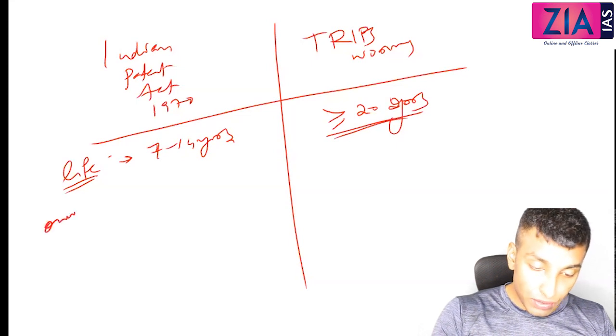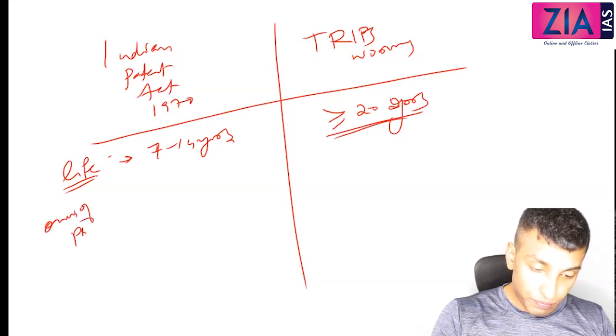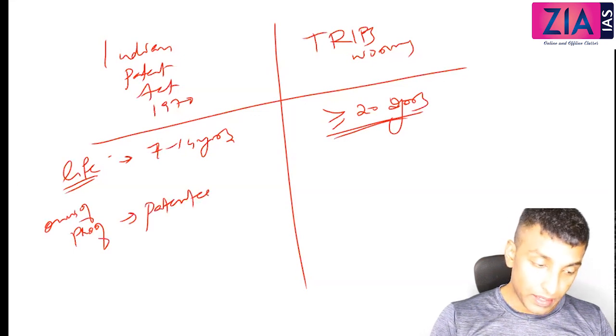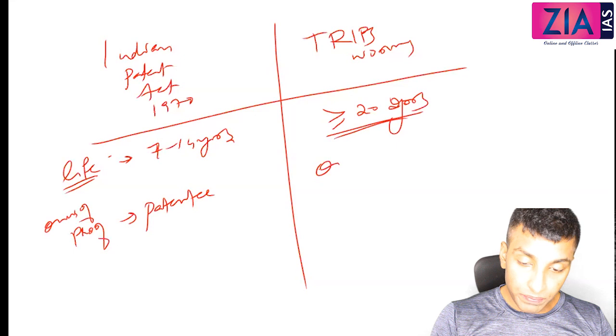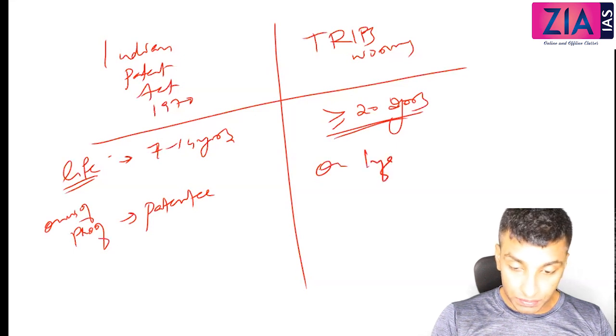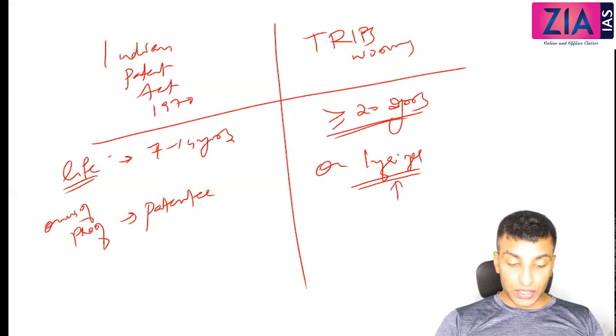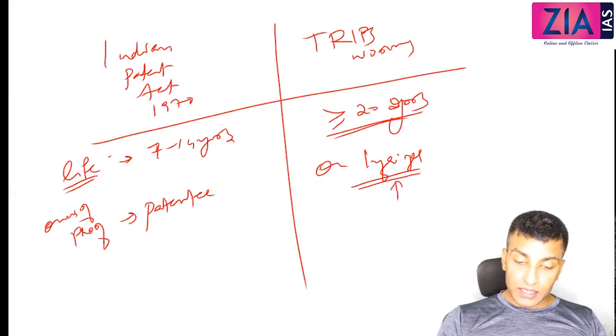Now, onus of proof. Here it is with the patentee. Here it is with the infringer. Because of this there is a problem.